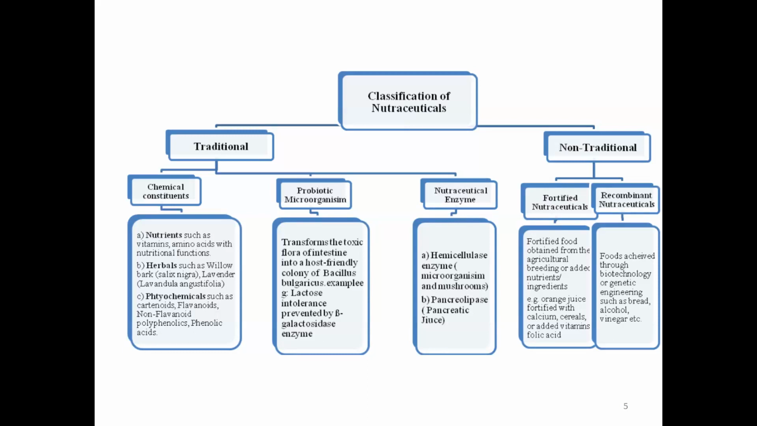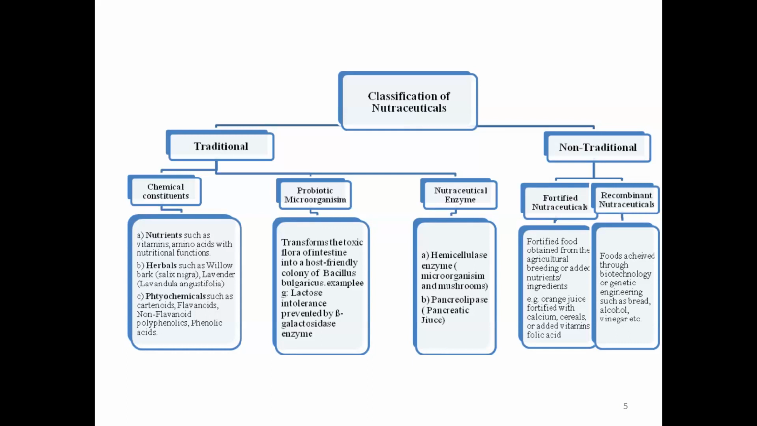So the next category is non-traditional. Under non-traditional, again, we have 2 types: fortified nutraceuticals and recombinant nutraceuticals. Fortified nutraceuticals are obtained from agricultural breeding or added nutrients or ingredients, and recombinant nutraceuticals are food achieved through biotechnology or genetic engineering.